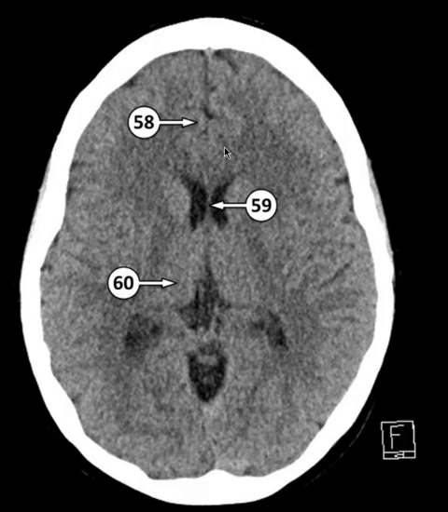58, this is the cingulate gyrus. 59 is the septum pellucidum. And 60 is the thalamus.